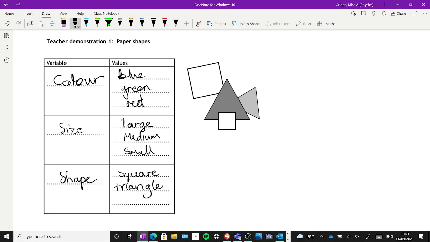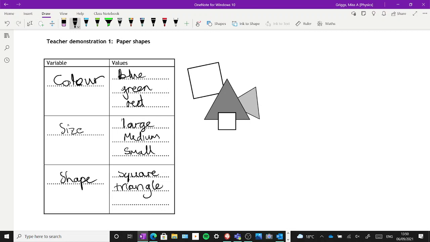Good. So that's all about variables. There are things that vary within that experiment. So there was colour, size, and shape. And within those variables, there's even more things that varied. So colour, blue, green, or red. Size, large, medium, or small. And shape was square or triangle. Okay. Everybody got that written down? Anyone still? I'll just leave it up for a second.